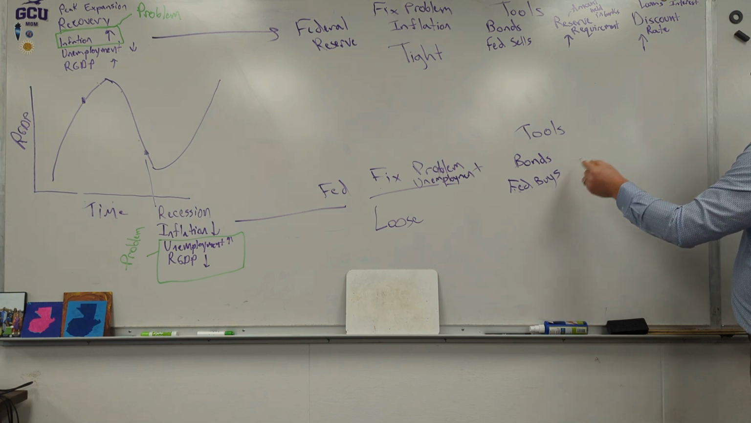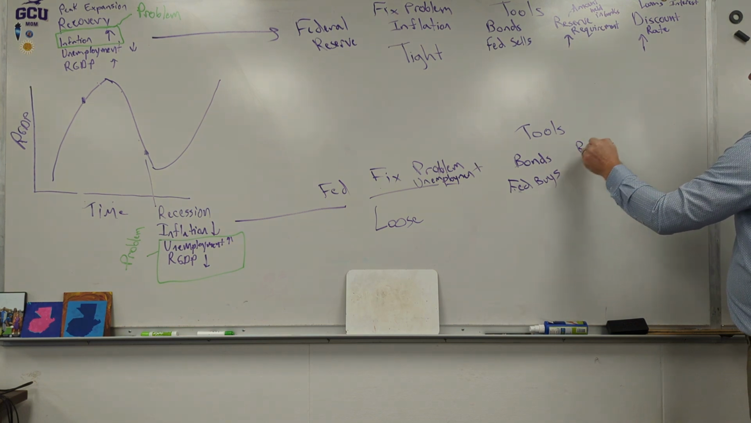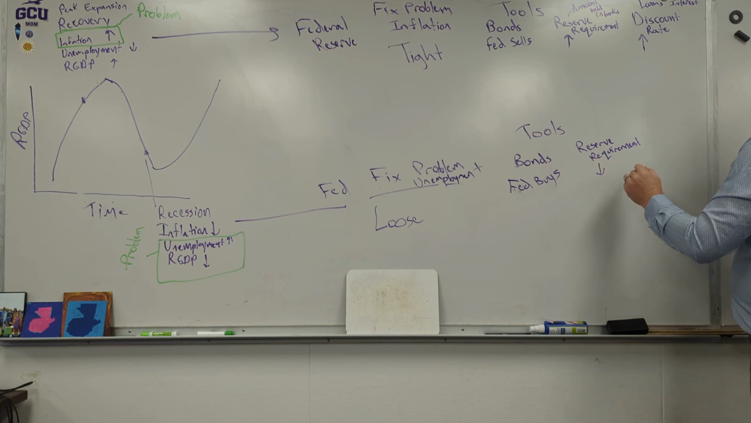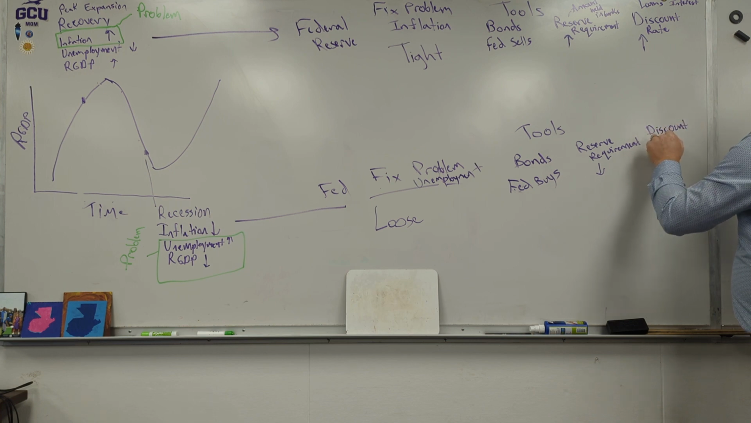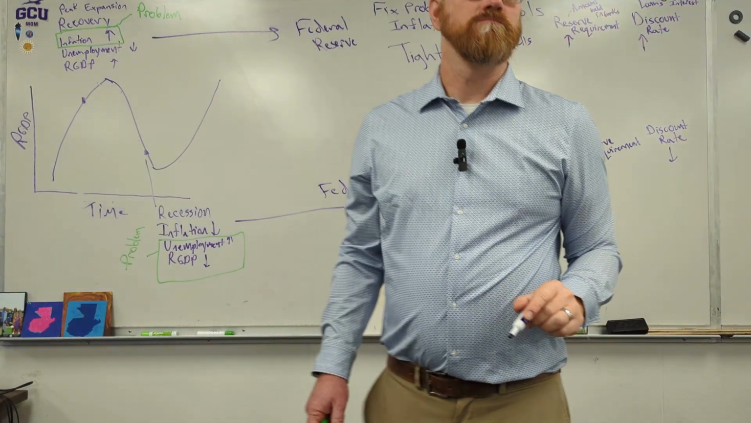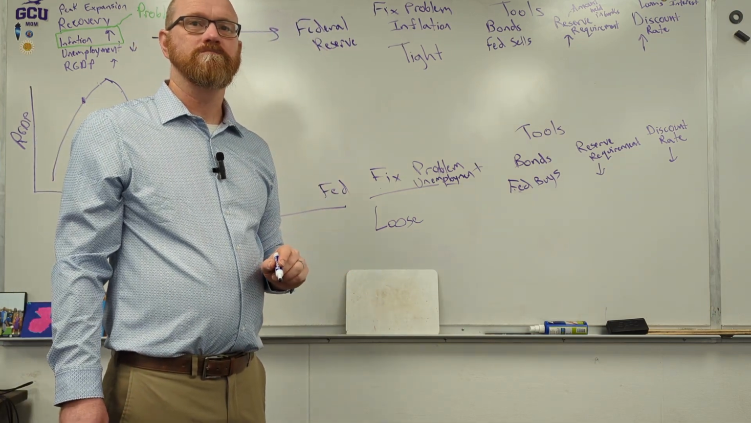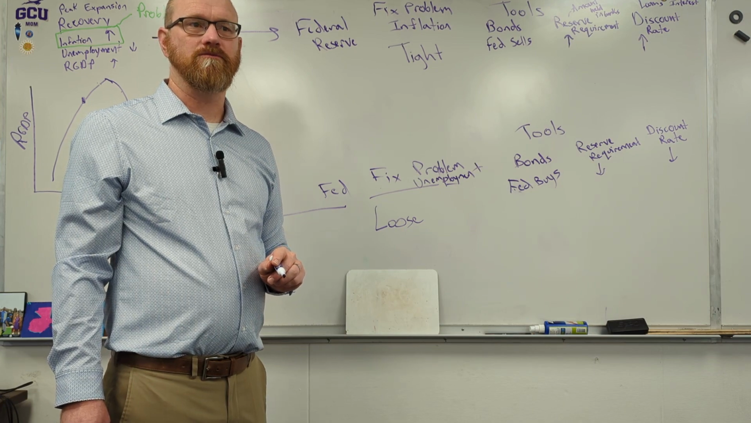Final one here on the loose. It's basically the opposite. So the reserve requirement, we want less held in the bank. Okay. And then we want lower interest rates on the loan. So the discount rate is decreased. Okay? All right. That is basically the outline of it all. Then we got it there.